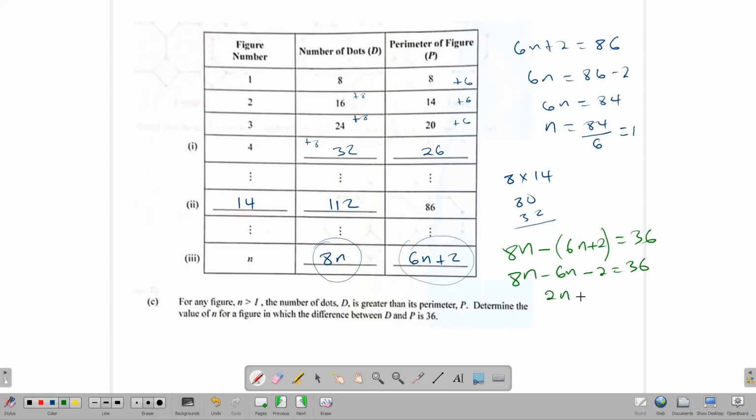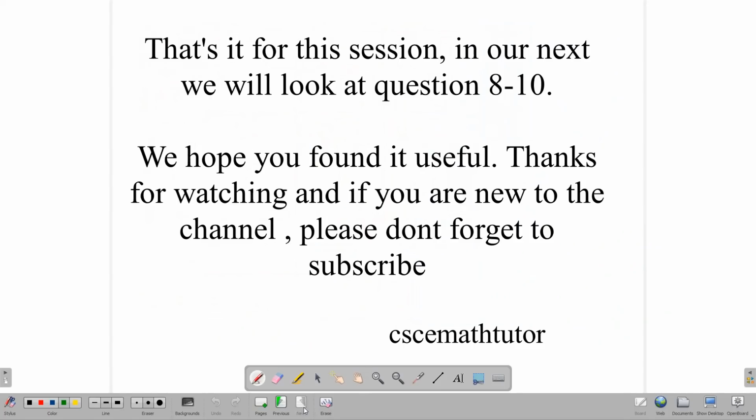This gives us 2n minus 2 equals 36, which means 2n is equal to 38. And therefore n is equal to 38 divided by 2, which is 19. So in the 19th figure, the number of dots is going to be 36 more than the perimeter of the shape. And you could actually go ahead and check that out, but I'm going to leave that for you to do. That's it for this part of it.